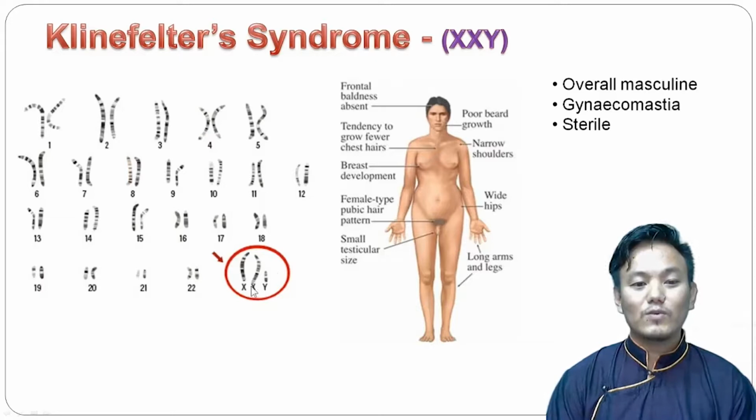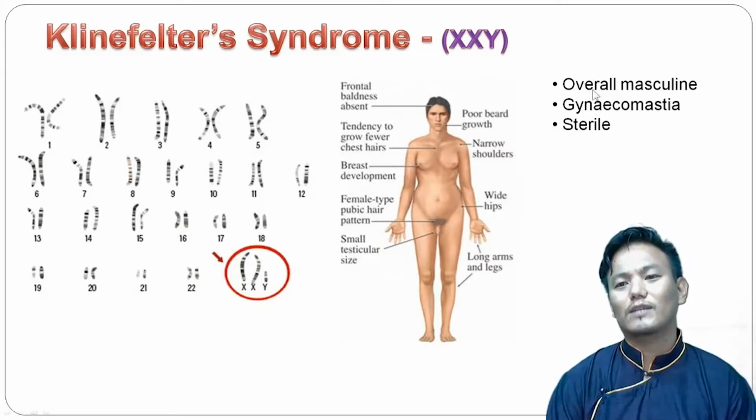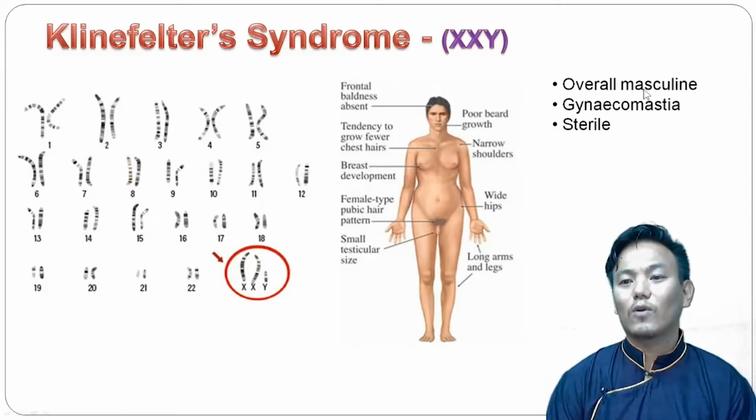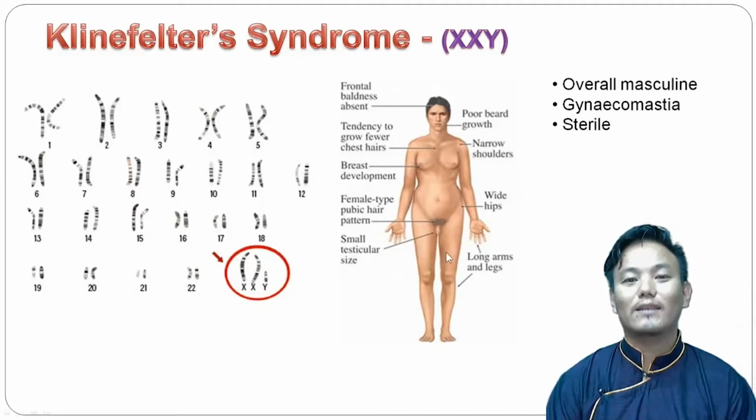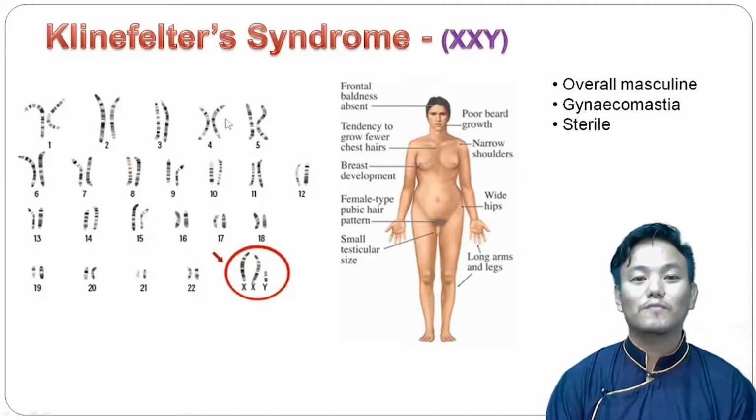A person who has an extra X chromosome is said to have all these characters. In our textbook, it is given that the person will be overall masculine. That is, the person will be born a male, but will show certain feminine characters like gynecomastia, which means development of breast, and that person will be sterile. Sterile means he won't be able to reproduce. So that is Klinefelter syndrome.